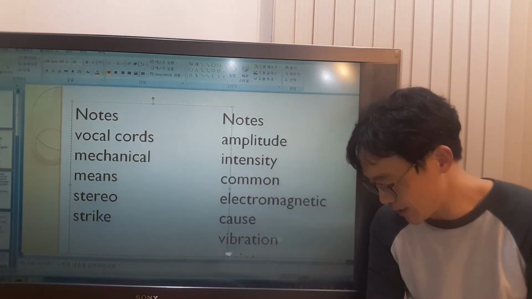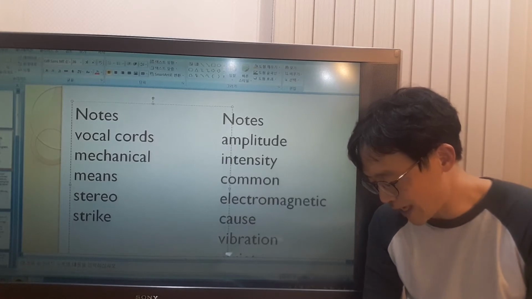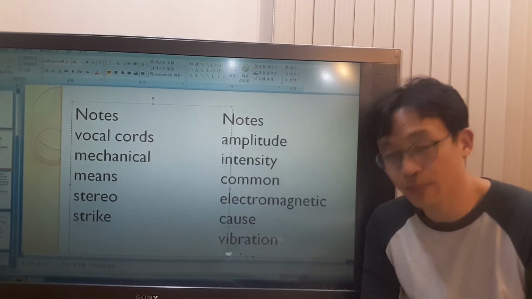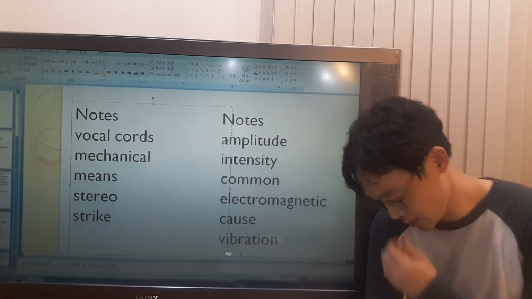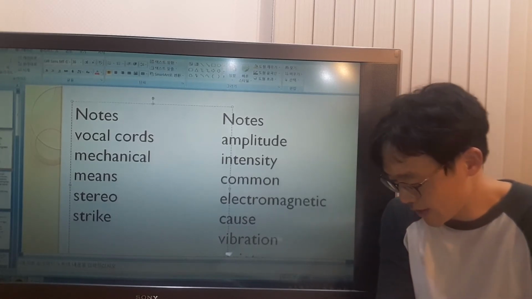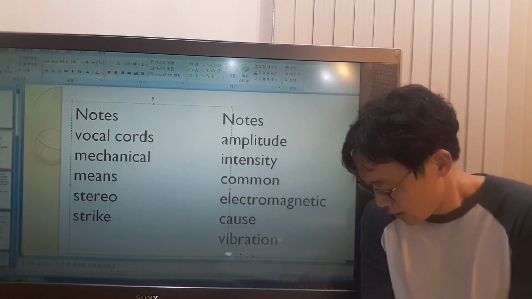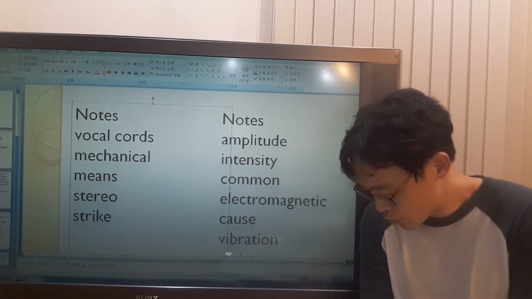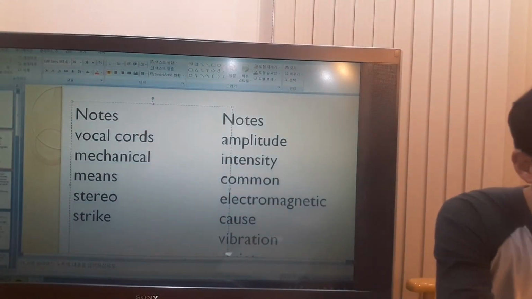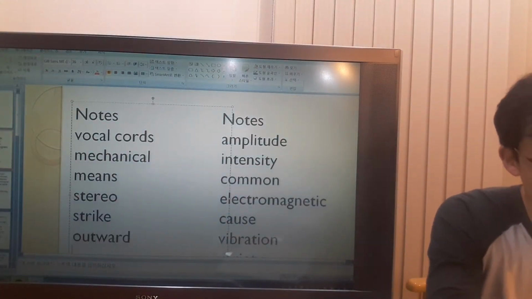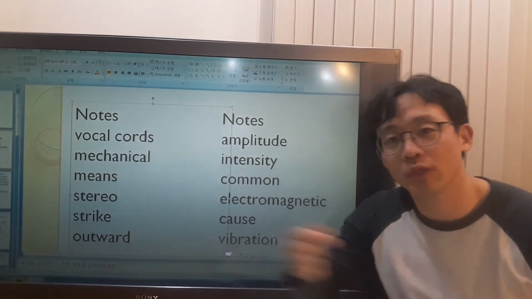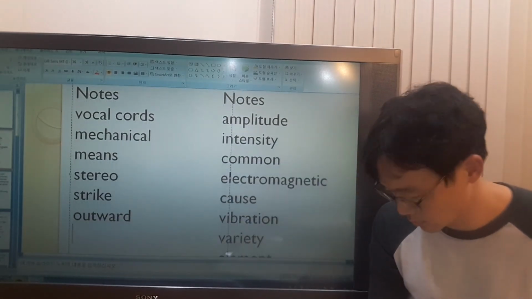Having been created, sound waves travel outward from their source. Having been created, what does that mean? It means after they have been created. Okay? Sound waves travel outward. What does outward mean? Ward means the direction. Outward means the outside direction.